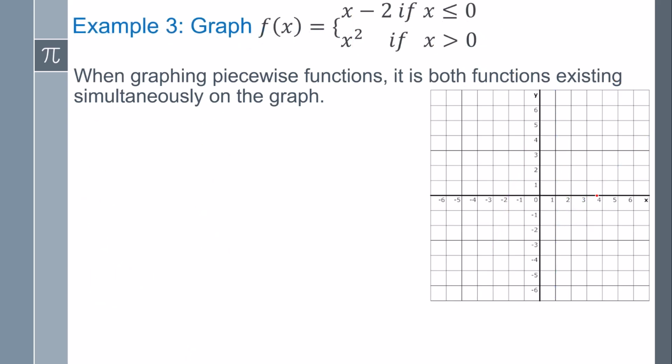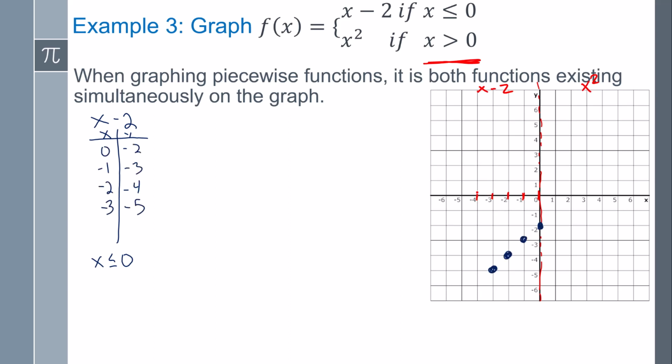Let's look at another one. This says x minus 2 if x is less than or equal to 0, and x squared if x is greater than 0. So it seems like the two different graphs are going to be broken up at 0. On this side, where x is less than or equal to 0, that graph is x minus 2. And on this side, that graph is going to be x squared. So we create a chart. For my chart for x minus 2, remember, be strategic about it. Maybe start picking values for x at 0, -1, -2, -3, -4. Plug those in, plot it, and once you plot it, you can connect it.